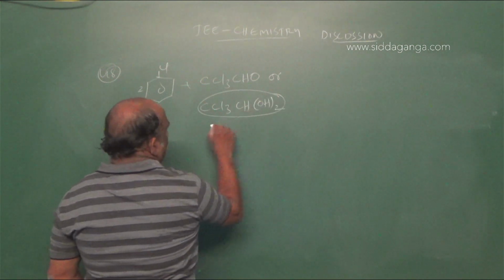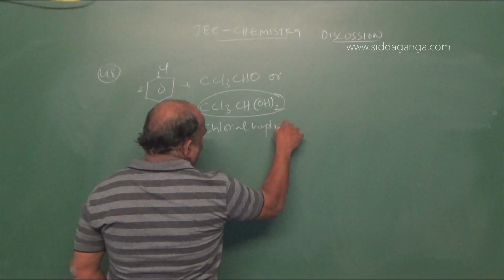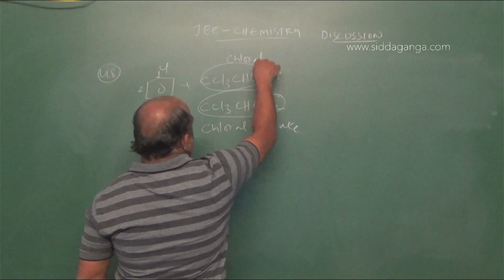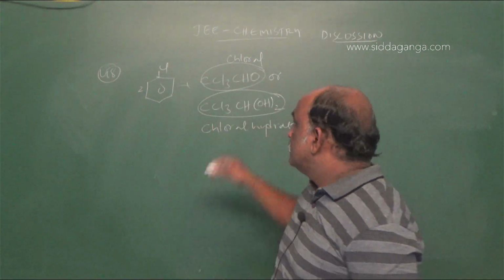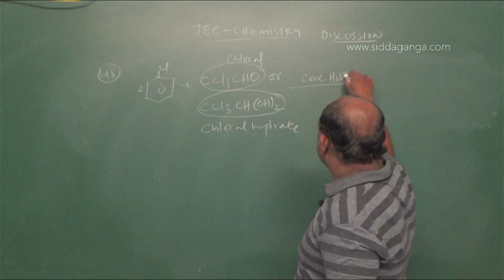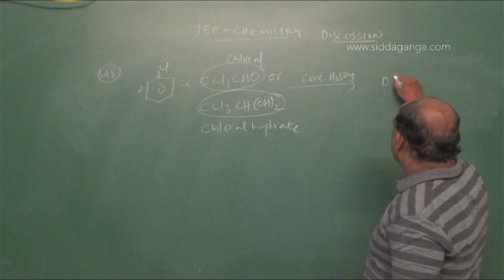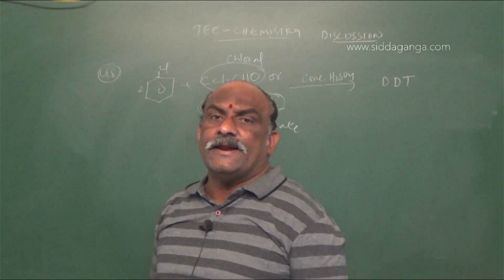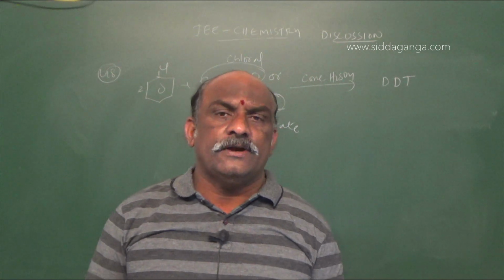This is called chloral hydrate, or this is called chloral. Anyone, chloral or chloral hydrate, in the presence of concentrated H2SO4. You know, concentrated H2SO4 is a dehydrating agent. Then you will get the compound DDT, dichloro diphenyl trichloroethane.